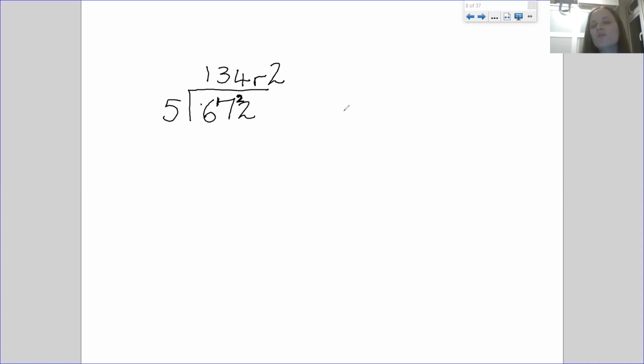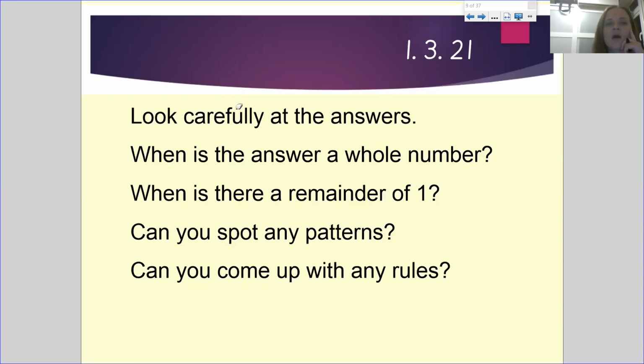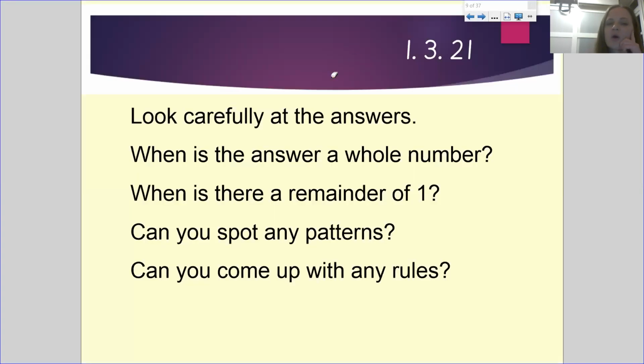So I know with my 5 times table that if it doesn't end in a 0 or a 5, it's going to end up having a remainder. And that is important to remember if you were doing your 5 times table and with the next task followed on from this. So once you have completed this table, you're now going to look at your answers. When is the answer a whole number? When has the answer got a remainder? When is the answer a remainder of 1 or more? Can you spot any patterns?